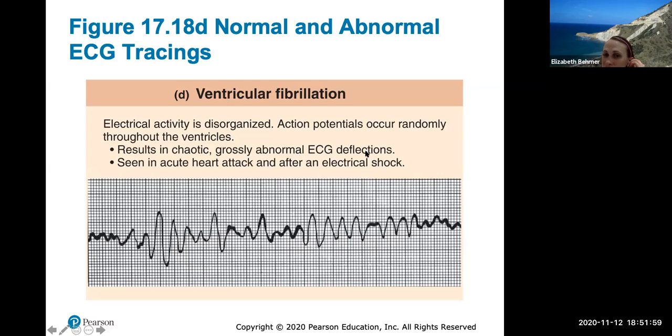All right, ventricular fibrillation is when the electrical activity is completely disorganized, and you usually will just see this as a squiggly line. Obviously, this is probably the last thing you want to see if you hook a patient up to this. Action potentials are occurring randomly, so there's no coordination between your atria and ventricles contracting. And if you don't have coordination in your heart, your tissues aren't getting the oxygen they need. It will result in a chaotic, grossly abnormal rhythm. It's seen in acute heart attack and also after an electrical shock. So that's ventricular fibrillation. You might want to know what these look like.